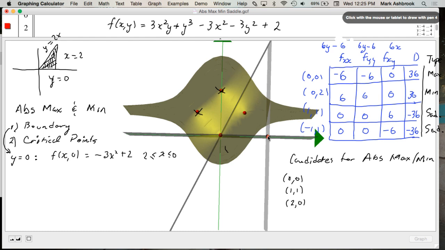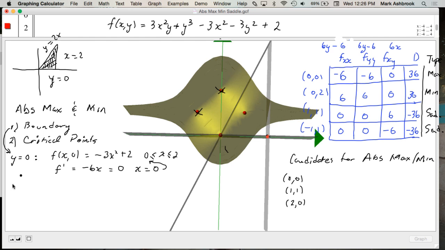Now, are there any critical points between 0 and 2? Well, how do we know? Take the rate of change, right? Rate of change is negative 6x. Set it equal to 0. We get x equals 0. That's an endpoint. There's no critical points in between 0 and 2. So we're done with that boundary.